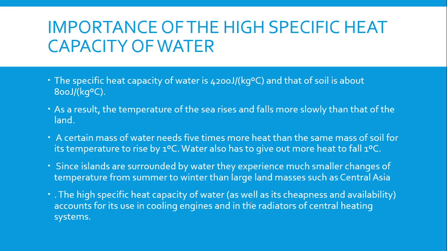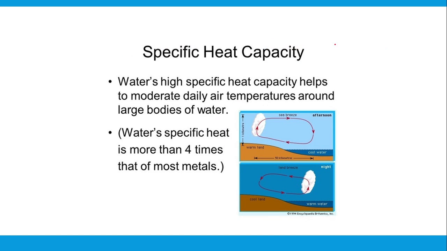Let's just say if we talk about water, it has high specific heat capacity, which basically means that it requires a lot of heat to get its temperature raised by some amount. So as a result, the temperature of the sea rises and falls more slowly than that of land. This is one of the examples. In this setting, water's high specific heat capacity helps to moderate daily air temperature around large bodies of water.